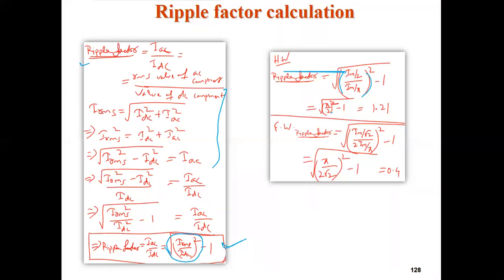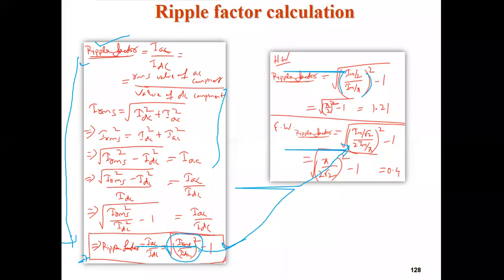Similarly, if it is asked for the full wave rectifier, in the same formula I'll put the RMS value and DC value taken from the full wave rectifier. So remember this: if ripple factor is asked, first you have to proceed from this point and reach here. Once you reach here, if it is for the half wave rectifier, apply the RMS value and DC value of the half wave rectifier. If it is asked for the full wave rectifier, then apply the RMS and DC value of the full wave rectifier.